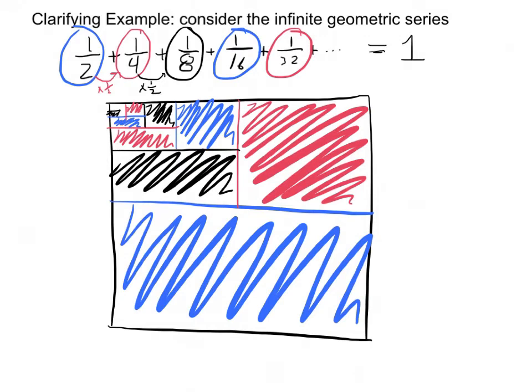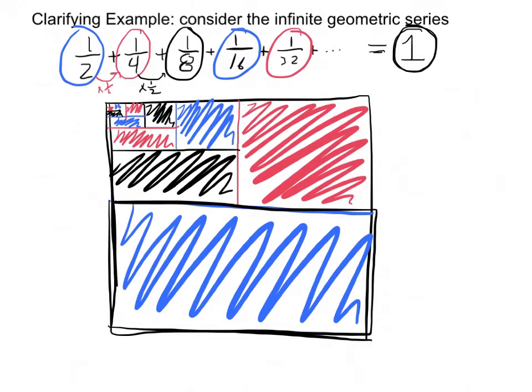And at some point, my stylus here isn't going to be able to write finely enough for me to keep doing this. But the idea is, if I keep doing this infinitely far, what will I eventually do? I will eventually fill up one entire box. We had said initially that this was going to be half of the box, and so at the end of the thing, the whole thing will add up to one.